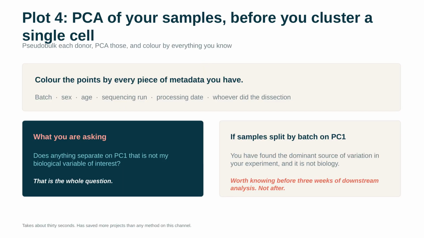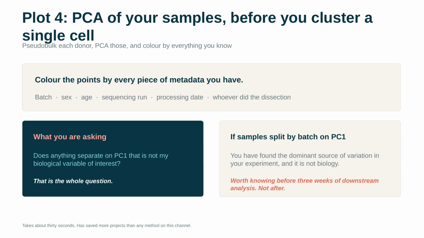Plot 4. Before you cluster a single cell, view a PCA of your samples. Pseudo-bulk each donor, run a PCA on those, and color the points by every piece of metadata you have. Batch, sex, age, sequencing run, processing date. Whoever did the dissection. What you are looking for is simple. Does anything separate on PC1 that is not your biological variable of interest?